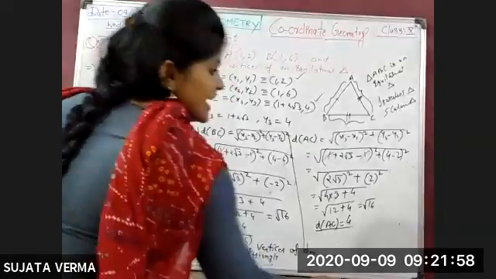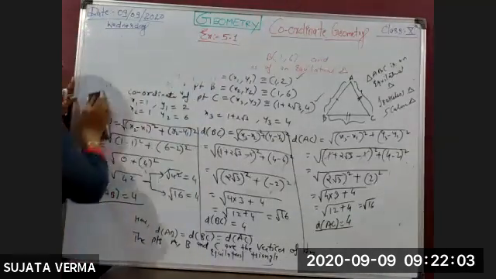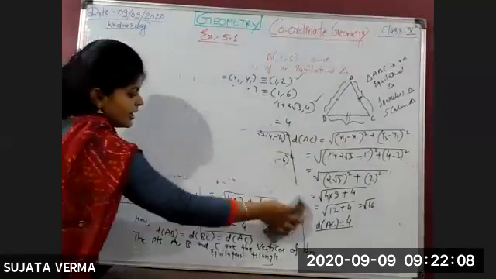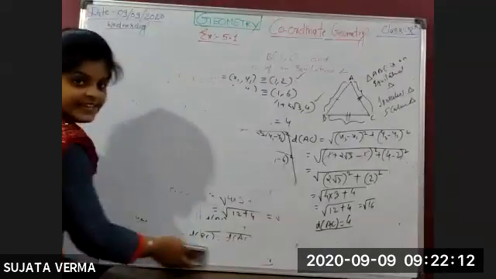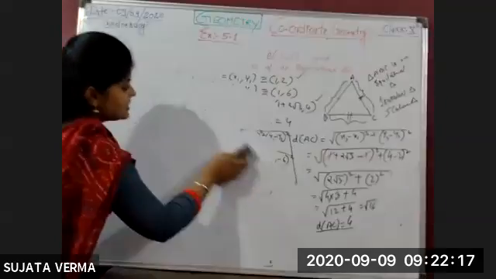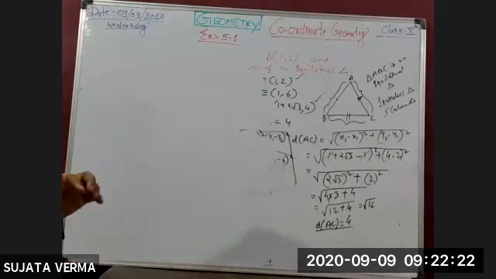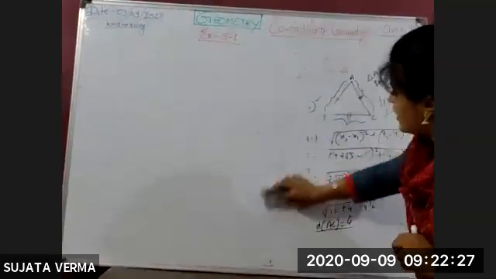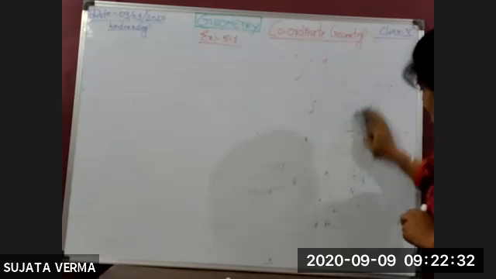Okay. Shall I clean? Okay. Now the first part of this chapter is completed. That is the distance formula. Now we will move on to the next topic, that is the section formula. Okay. This chapter contains only 2 topics. First one is the distance formula and the other one is the section formula. Section formula is again divided into midpoint and centroid formula.